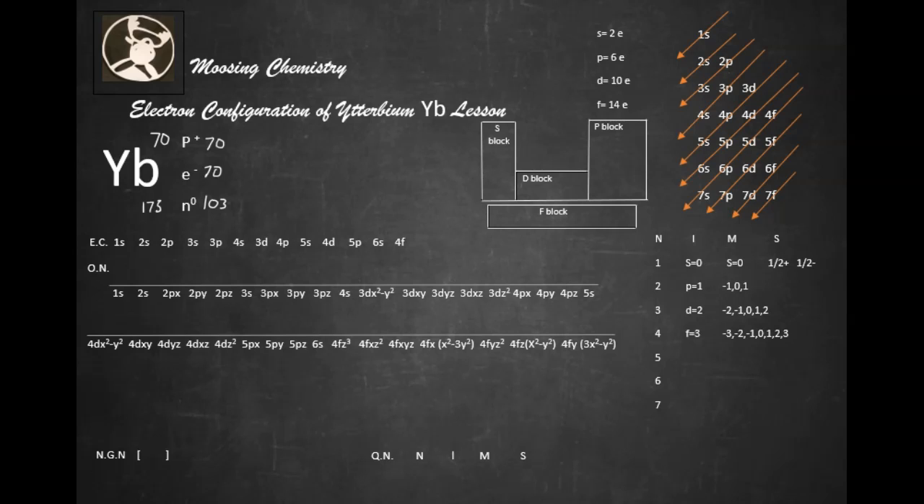Okay. Now, let's get back to this. So now we're going to be doing the electron configuration, the orbital notation, the noble gas notation, and the quantum numbers for the element Ytterbium. Remember that the s suborbit can only hold 2 electrons. The p suborbit can hold 6 electrons. The d suborbit can hold 10 electrons. And the f suborbit can hold 14 electrons.